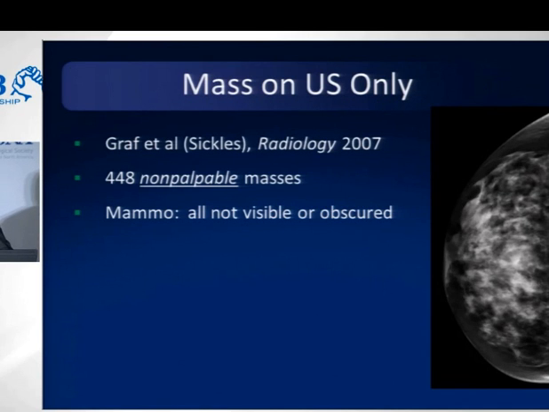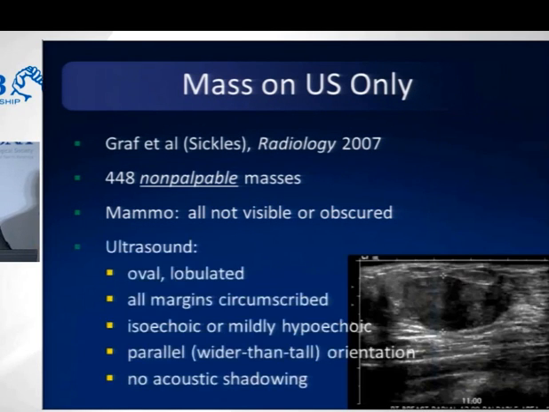So Dr. Graf and Dr. Sickles together in a study from Radiology 2007 looked at about 450 non-palpable masses, that's key, non-palpable masses, all of which were either not visible at all on the mammogram or were largely obscured on the mammogram. At ultrasound, they looked like typical fibroadenomas. They were all oval or lobulated, they were all circumscribed, they were isoechoic or mildly hypoechoic, and they were wider than tall, parallel orientation, and of course no acoustic shadowing.